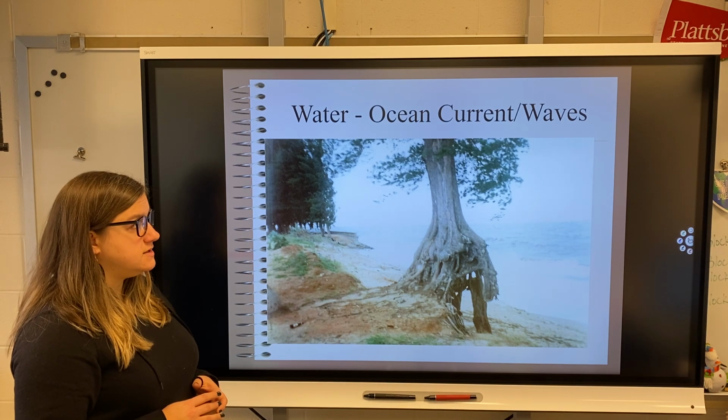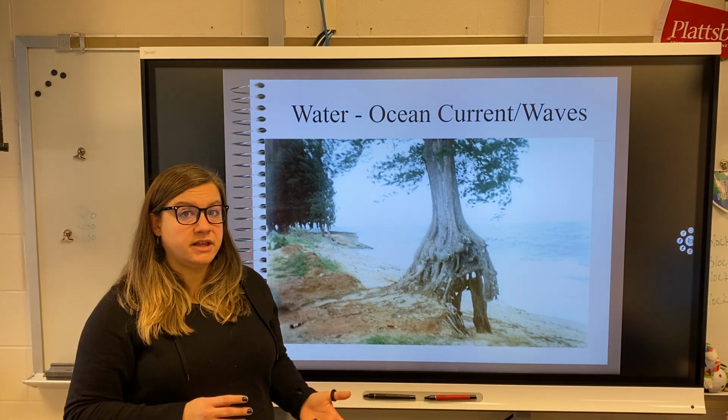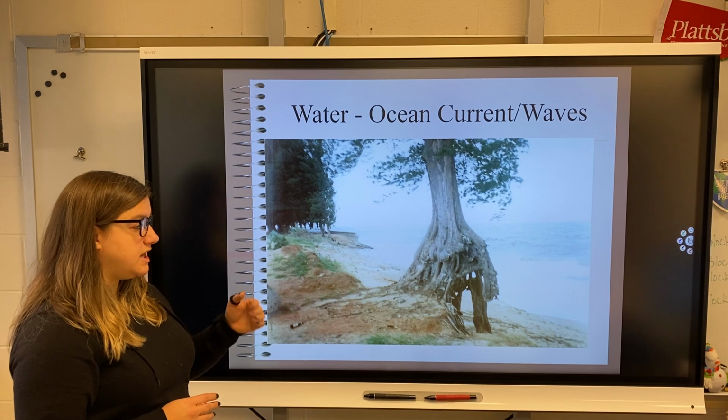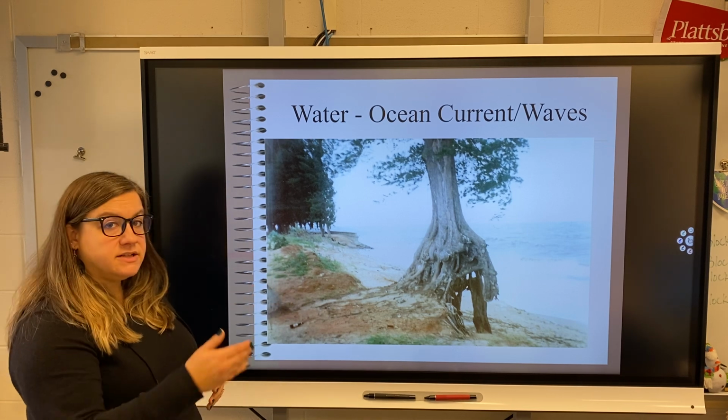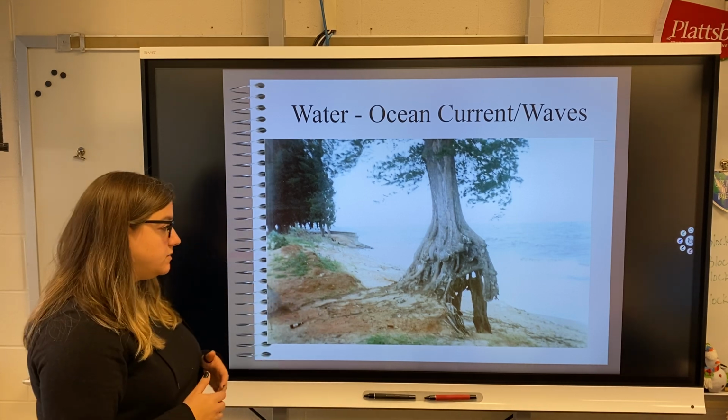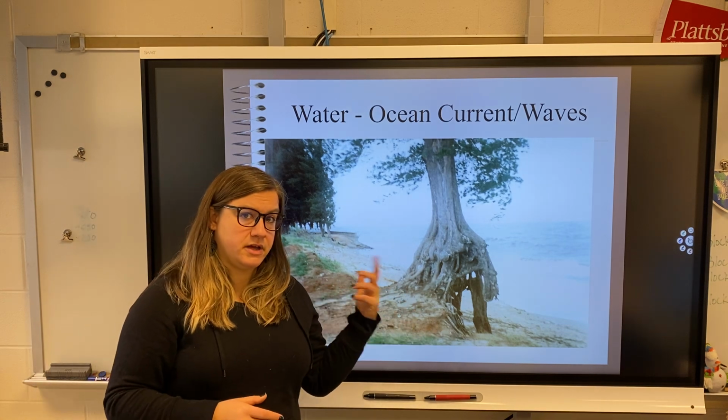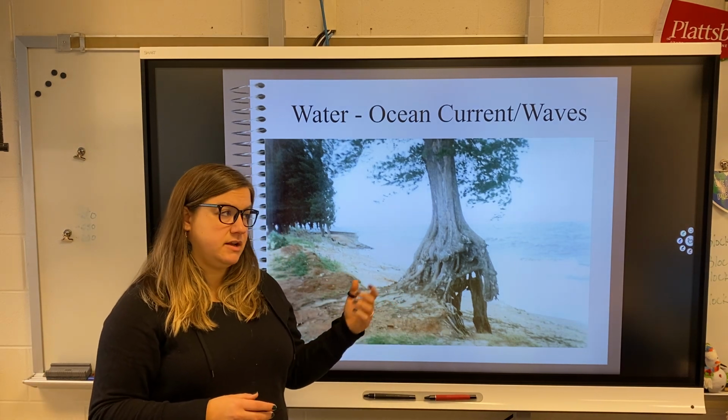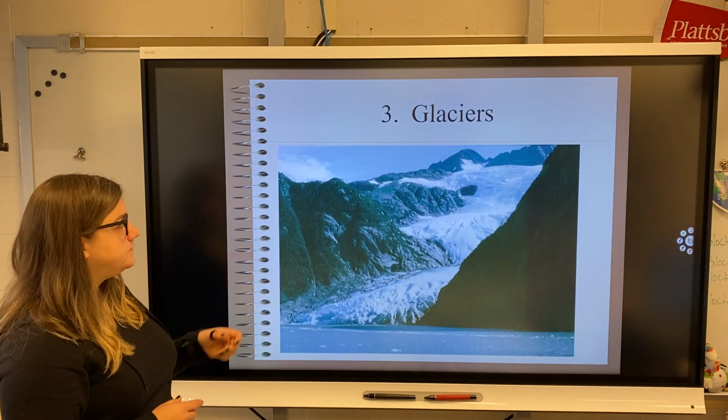Water also has the effects of the oceans coming in and affecting things as well. It doesn't just have to be traveling water that way. It's the movement of water coming in and out as well. In fact, under this tree, it used to be covered in sand until all the water came in and started to wash it away over time.